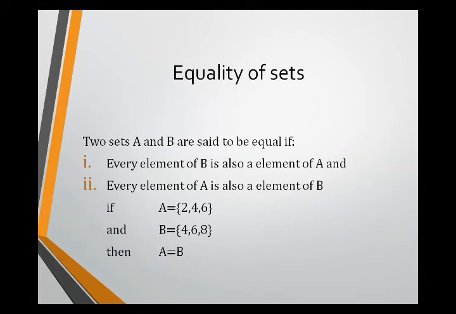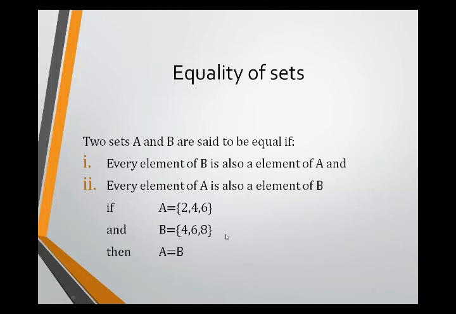Now the next one is equality of sets. Equality of sets means if we have two sets, A and B are said to be equal if there are two conditions here. Every element of B is also an element of A. Second condition is every element of A is also an element of B. Here is the example. If A is equal to {2, 4, 6} and B is equal to {4, 6, 8}, then A is equal to B.